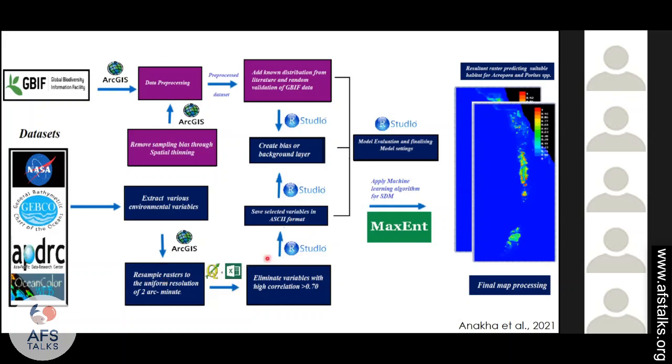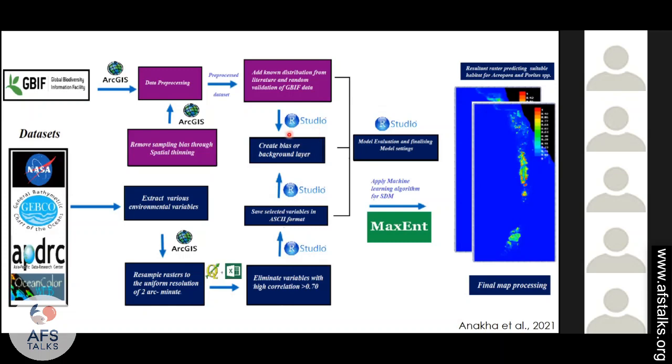And then we just have to check the autocorrelation between the variables we selected, because we will be extremely careful while selecting the environmental predictors. The predictors that we select should represent our species but not over-represent or auto-correlate. That's why we have to eliminate the variables which have high auto-correlation between them, and then change the format of all the layers into ASCII, and then create a bias layer. We created a bias layer here for getting a better model.